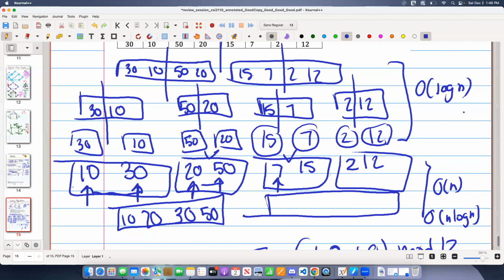You have 2 pointers. You're comparing 2 and 7. 2 is less than 7. This moves. You're comparing 7 and 12. 7 is less than 12. This goes. You're comparing 15 and 12. 12 and 15. And then the last step is you're combining.